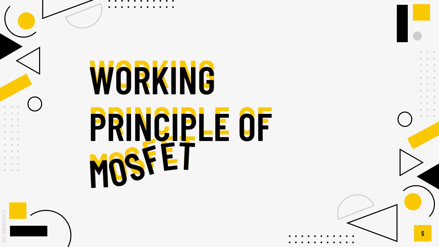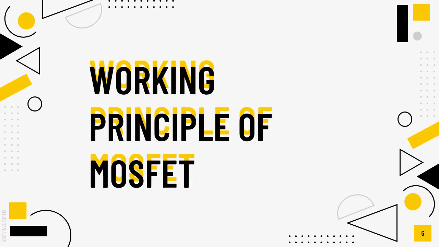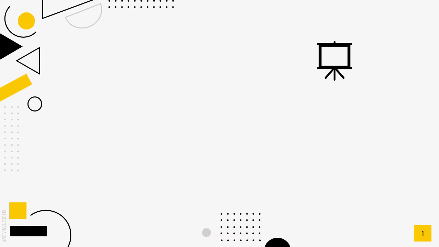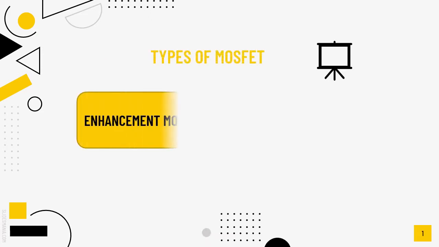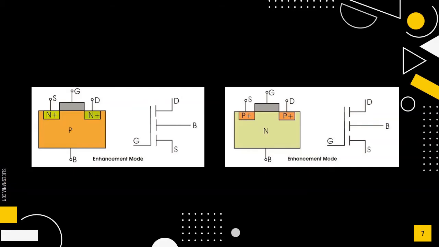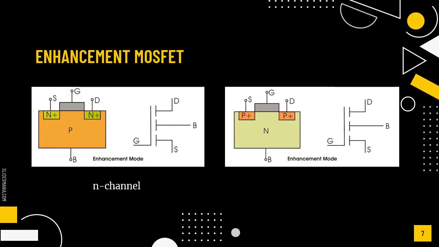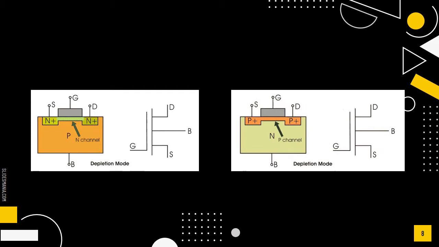Before we get into the working principle of a MOSFET, let us look at the types of MOSFET that are available. MOSFET has two operating modes, which are the enhancement mode and depletion mode. Both the enhancement and depletion mode come in either P or N channel. The major difference between these two modes is the presence of a channel.